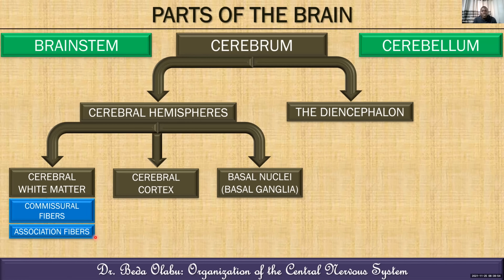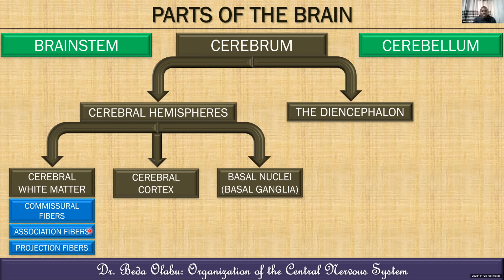Association fibers join different cortical regions within the same hemisphere. Again, we have several examples of association fibers: superior longitudinal fasciculus, inferior longitudinal fasciculus, uncinate fasciculus. All those are different names of association fibers. Some of them are long, like the ones I've mentioned. Some of them are short. The short association fibers join adjacent gyri. They may not necessarily have unique names.